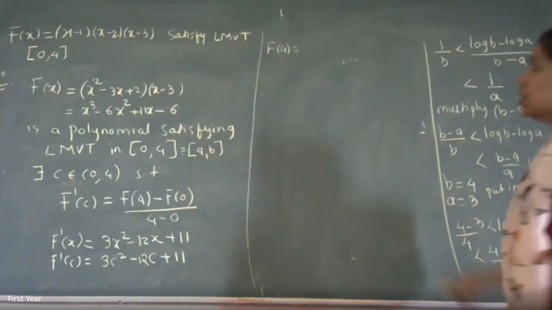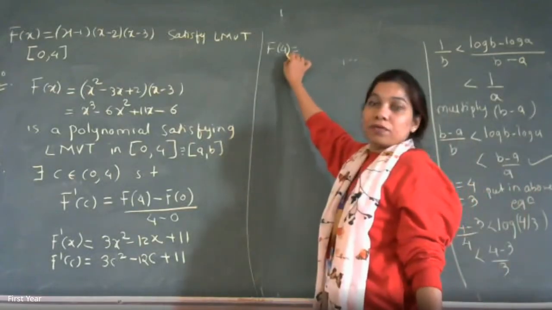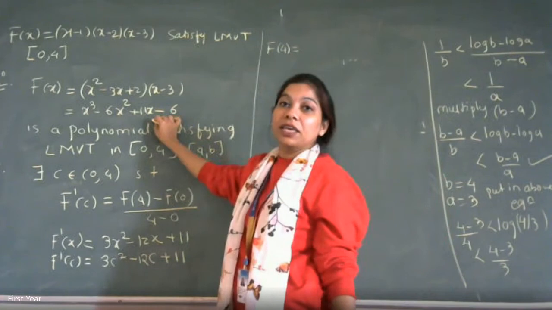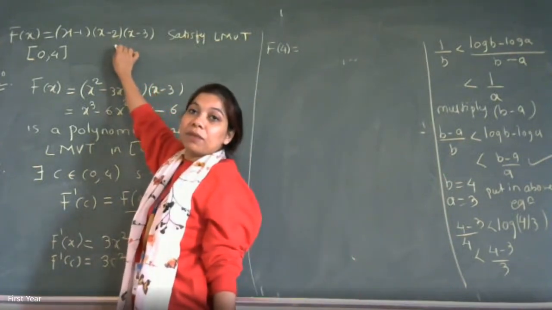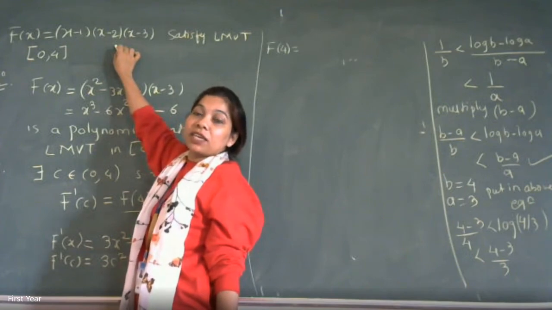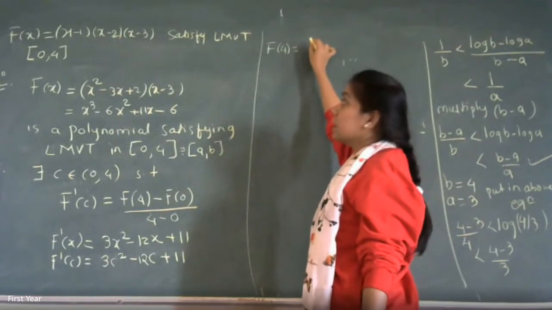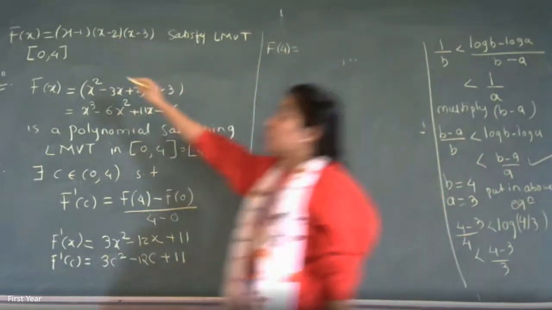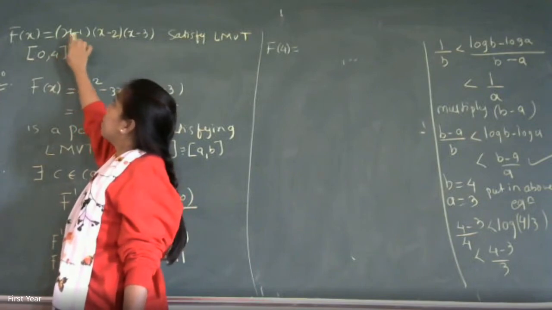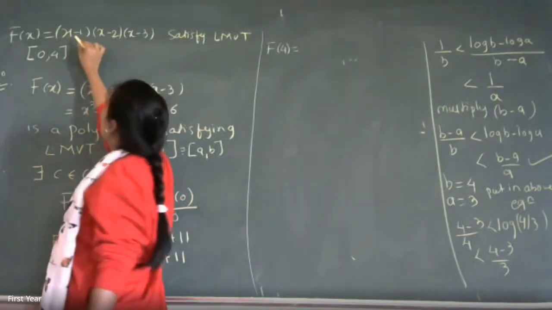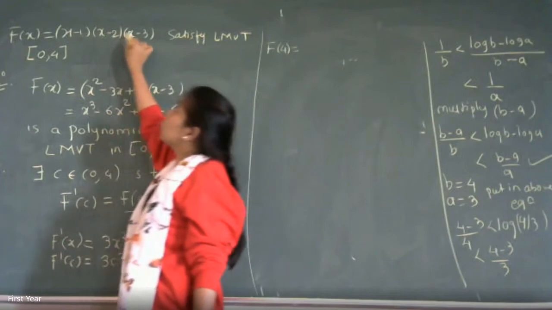You have to put x is equal to 4. If you put it in the polynomial, it will become lengthy. So put it in this equation, it will become easy to find. f of x is equal to x minus 1 into x minus 2 into x minus 3. So what is x? 4 minus 1, 4 minus 2, 4 minus 3, which is 6.